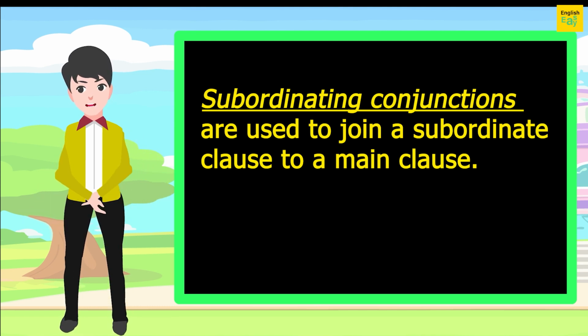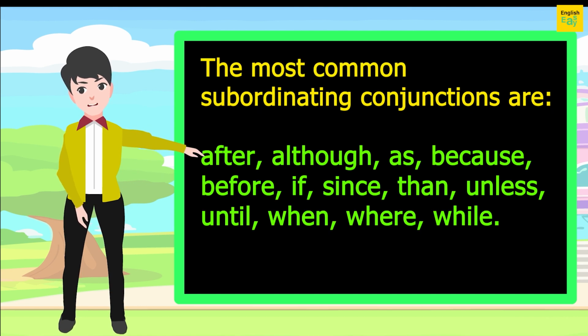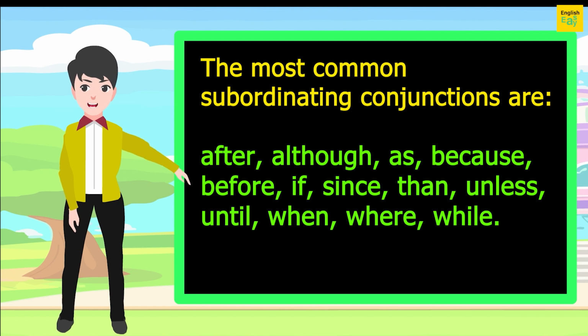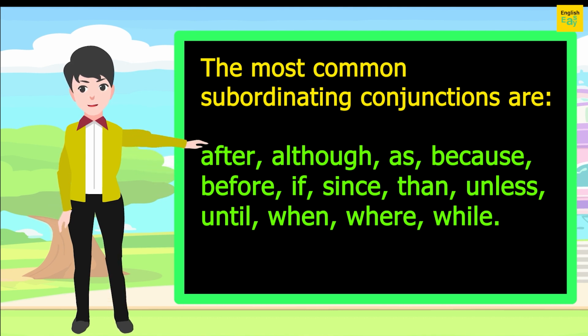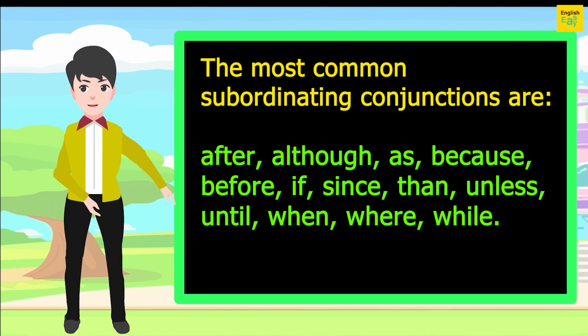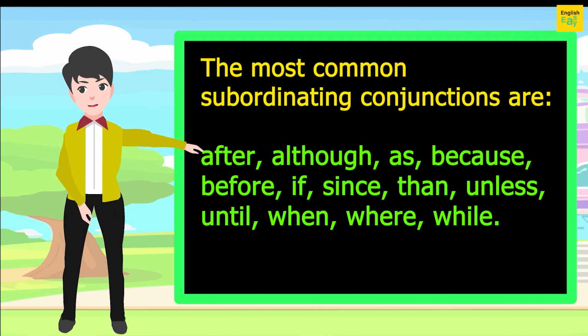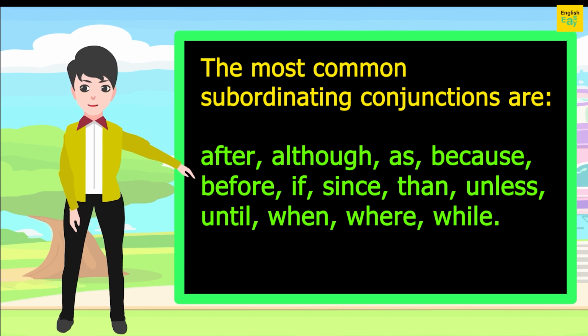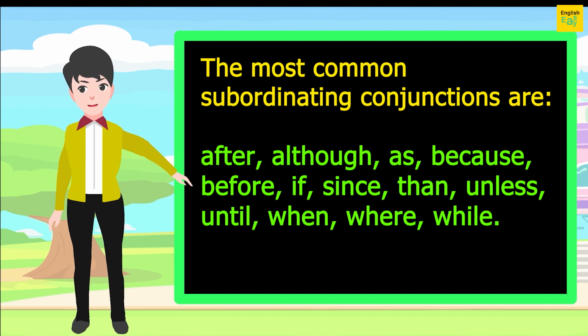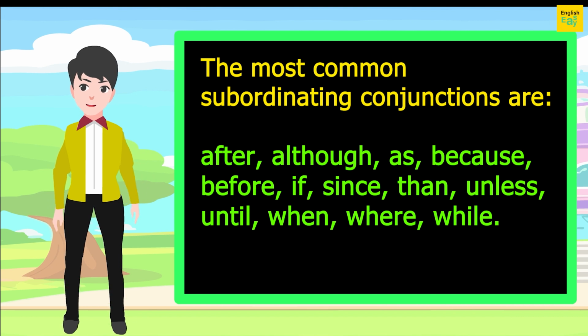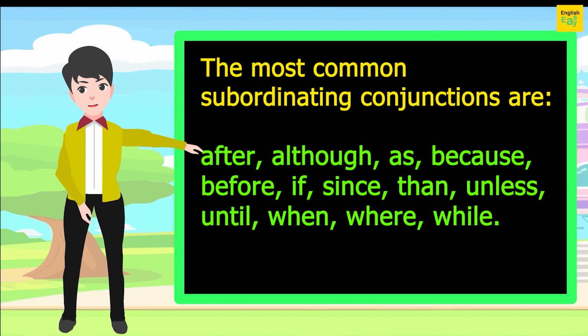Subordinating conjunctions are used to join a subordinate clause to a main clause. The most common subordinating conjunctions are after, although, as, because, before, if, since, then, unless, until, when, where, while.